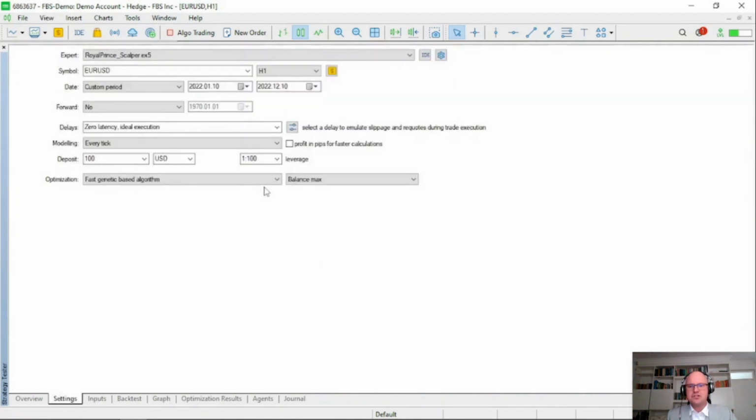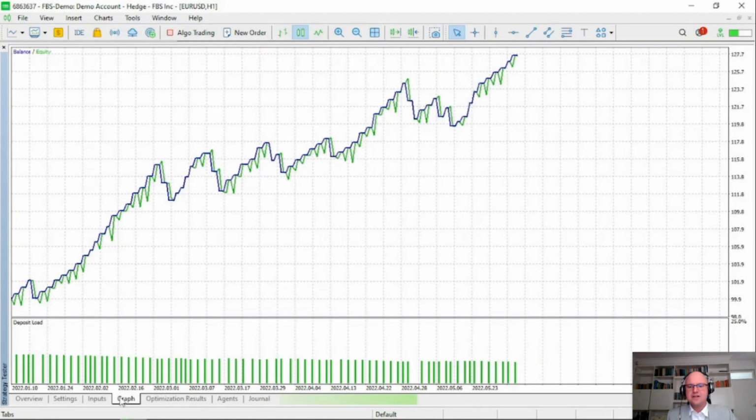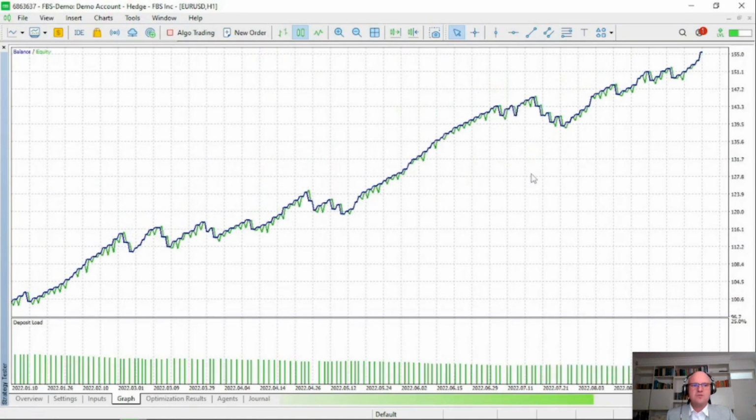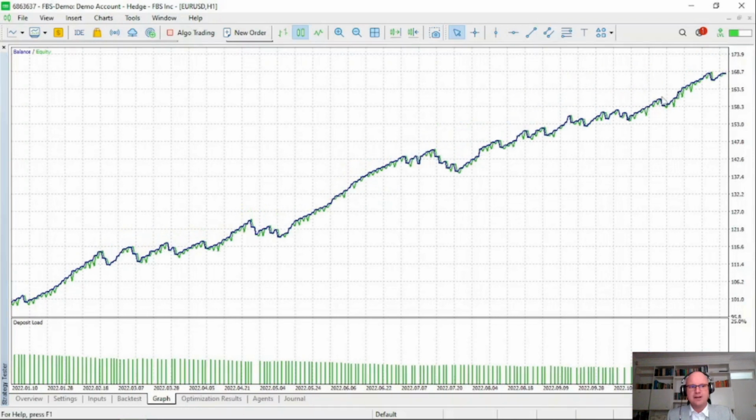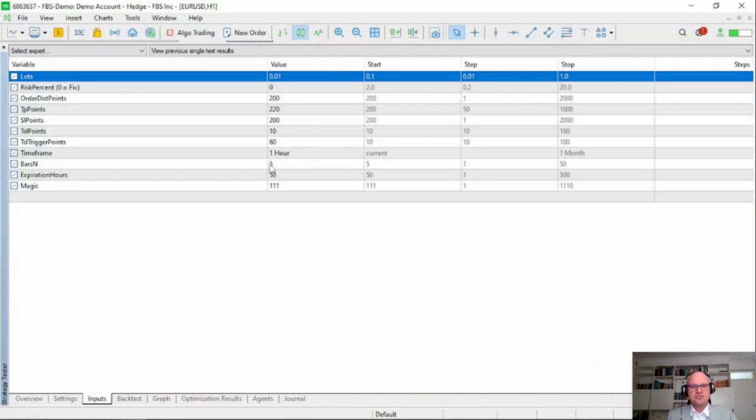Before we run our next visual test, remember to disable optimization. So let's take a look at the graph with our updated trailing stop and trailing stop trigger, where the trailing stop is the amount that it trails by, and the trailing stop trigger is when it starts to trail, when the trade is in profit. You already see a much healthier balance and equity curve because of this trailing stop adjustment.